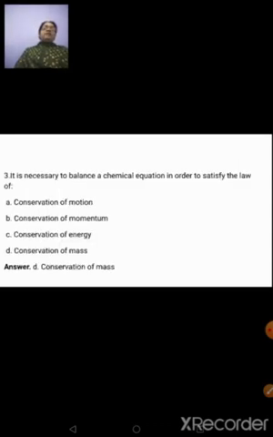Next question. It is necessary to balance a chemical equation in order to satisfy the law of conservation of motion, law of conservation of momentum, law of conservation of energy, law of conservation of mass. The option would be law of conservation of mass. This you have done in your 9th standard also.